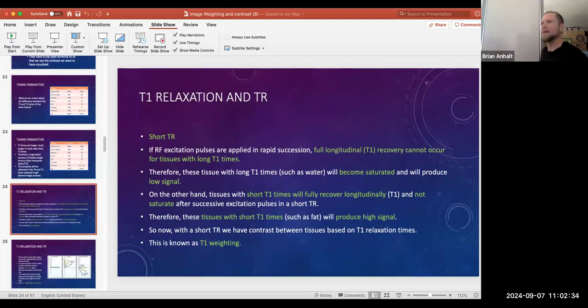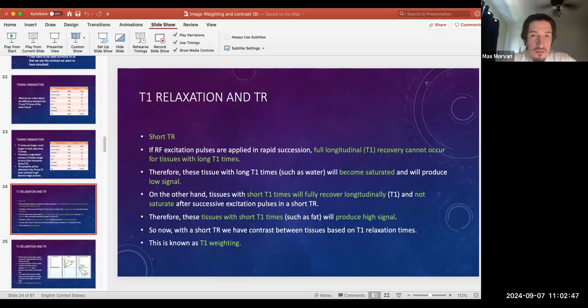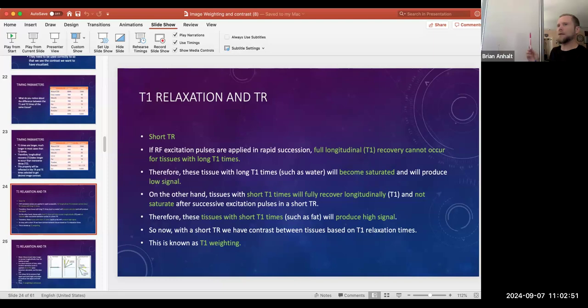Interesting. All right. So first excitation pulse. Fat and water, they go into the transverse plane, right? We're not worried about that though. We're going to wait. Which one's going to recover back longitudinally faster? Fat or water? Fat, right? It has a quicker T1 recovery time. Water is going to take longer, right?